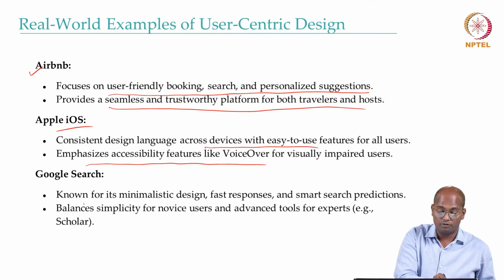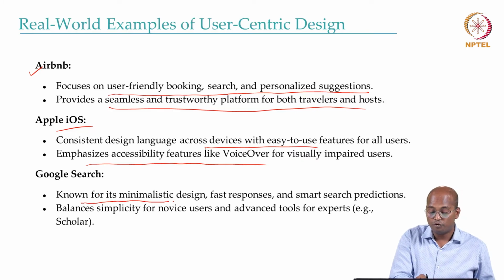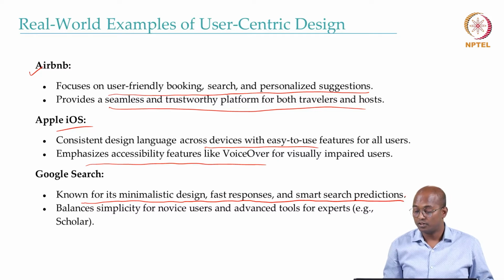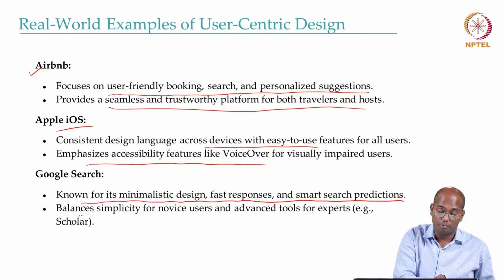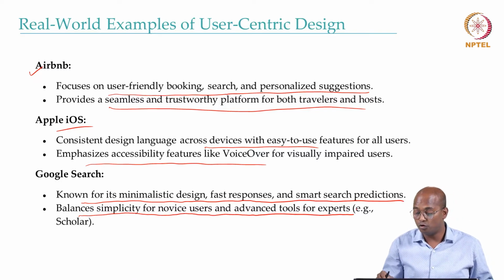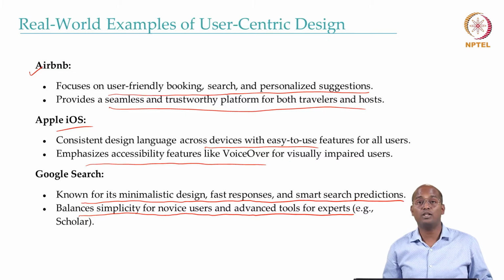Google search, as we know, is known for minimalistic design, fast response, and smart search prediction. But at the same time, it balances simplicity for novice users with advanced tools for experts like Google Scholar, specifically for the research community and different from the simple search that we use.